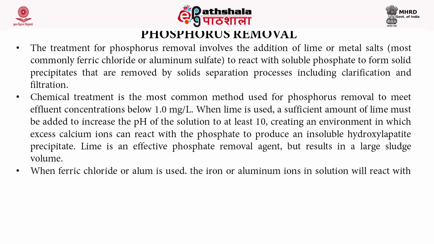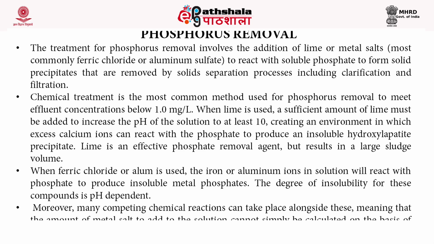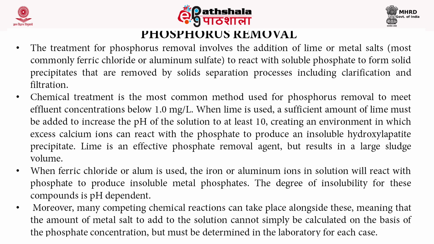When ferric chloride or alum is used, the iron or the aluminium ions in the solution will react with the phosphate to produce insoluble metal phosphates. The degree of insolubility for these compounds is dependent on the pH. Moreover, many competing chemical reactions can also take place alongside, meaning the amount of metal salt to add to the solution cannot simply be calculated on the basis of phosphate concentration, but must be determined in the laboratory for each case.